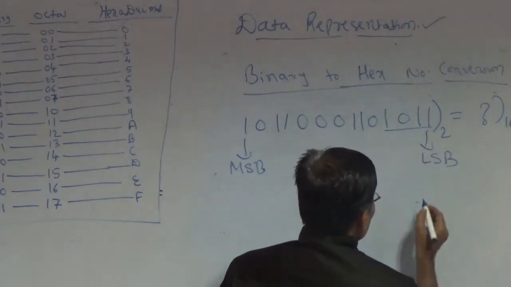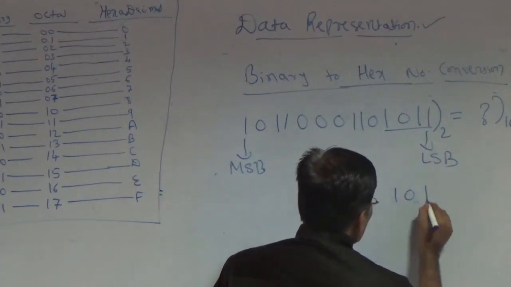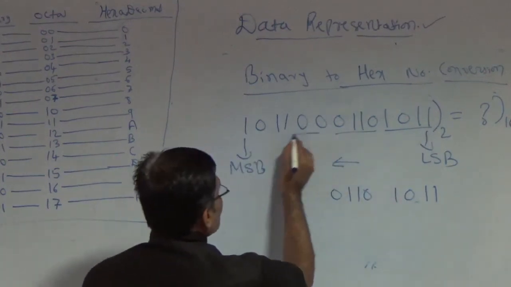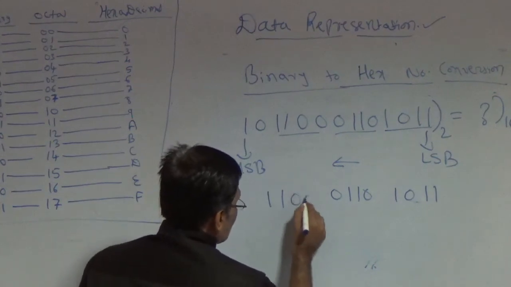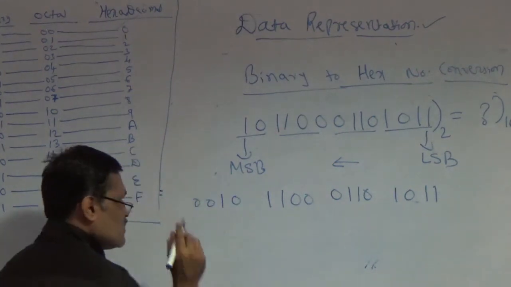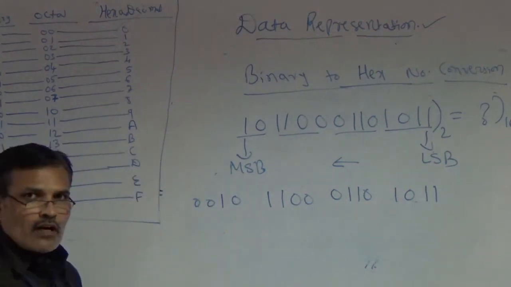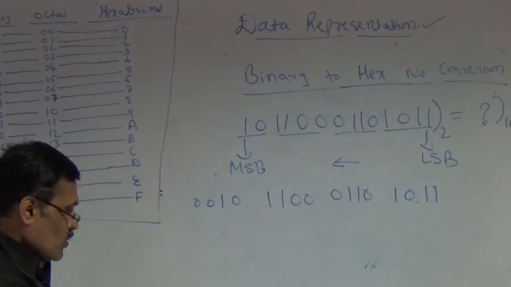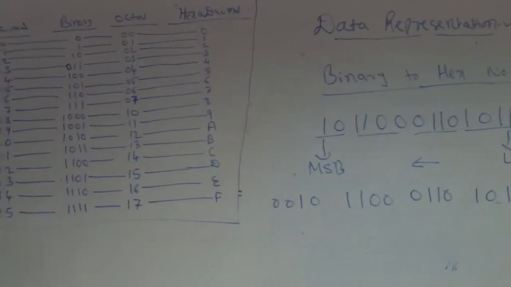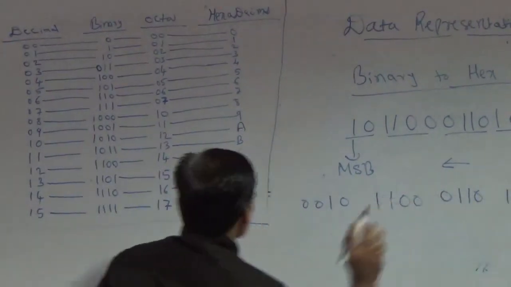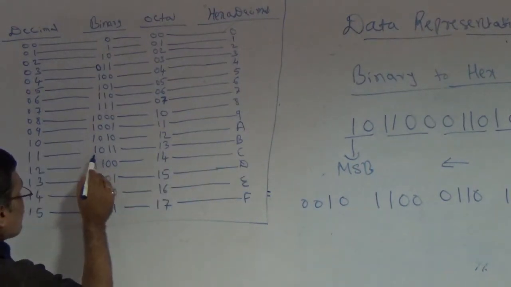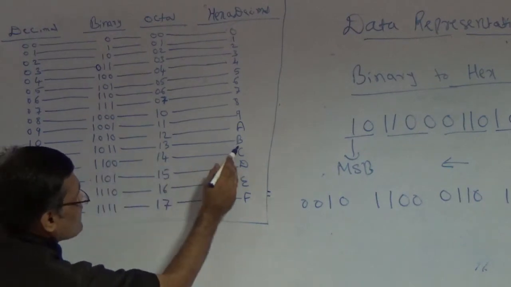So this is my first group starting from the LSB, 1011. Next group is 0110. Next group is 1110, and the last one is this 10. If you add any number of zeros at the left hand side, it will not alter the value. I have written the chart here of the different symbols of the number systems. So 1011 is our binary 1011. Its equivalent hex is B.